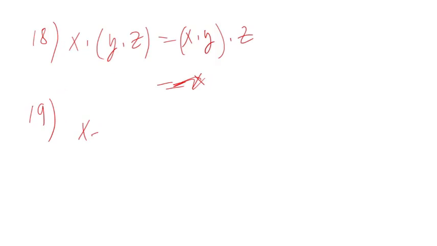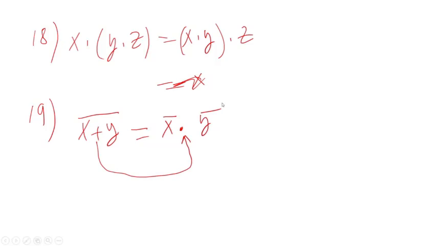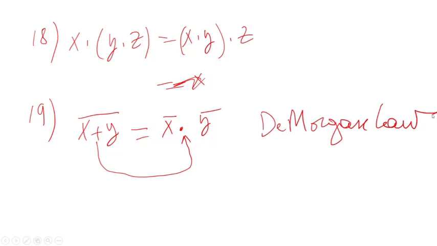So if you have x or y, the complement of that, again, you apply the complement to each variable. So then if it's an OR, you change it to an AND. If it's an AND, you change it to an OR operator. This is called the DeMorgan Law.